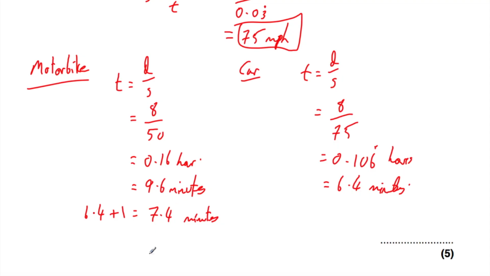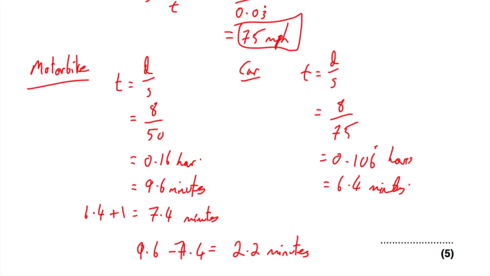So now we can take them away. We can do 9.6 take away 7.4 and that's equal to 2.2. So that means that the motorbike crosses the finishing line 2.2 minutes after the car, because the car had to wait a minute and then it took 6.4 minutes. So from the start of the race, it took 7.4 minutes to cross the finishing line. But the motorbike took 9.6 minutes, which was a bit slower. So it was 2.2 minutes slower, and that's in minutes.